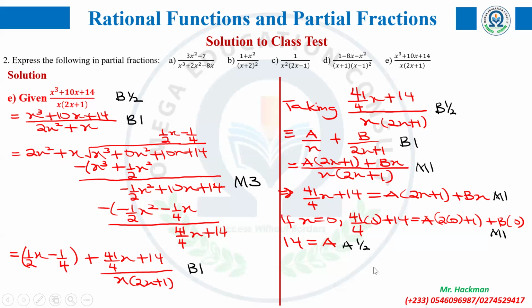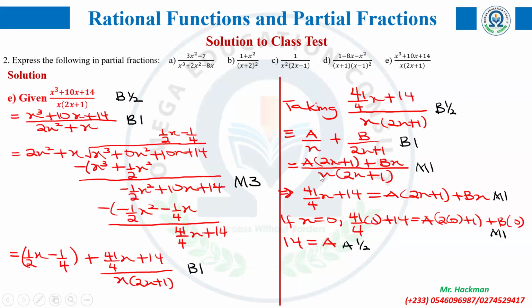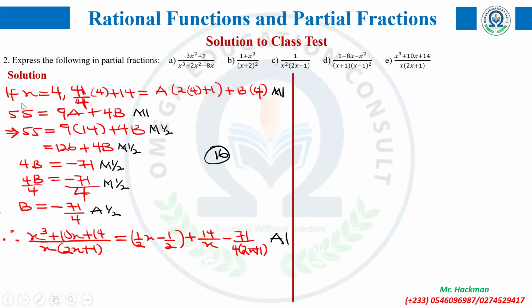But if you look at what I said in our lesson, I wanted to avoid a fraction. So I used my expression here, because if I substitute 4 here, this will cancel and the fraction will go. Nonetheless, you can use s equal to minus 1 over 2, as I said earlier. So I went for s equal to 4, substituted and simplified. That gave me 55 is equal to 9A plus 4B.